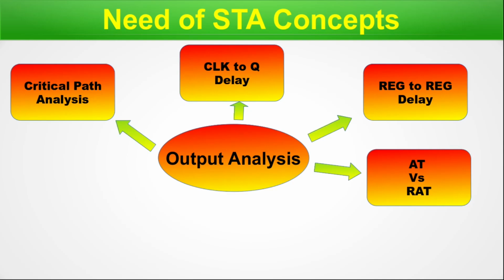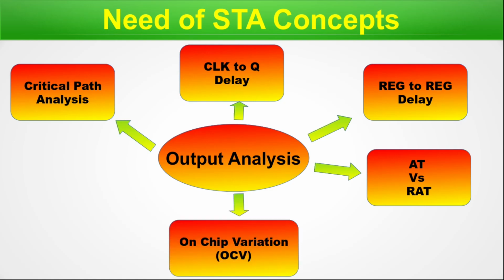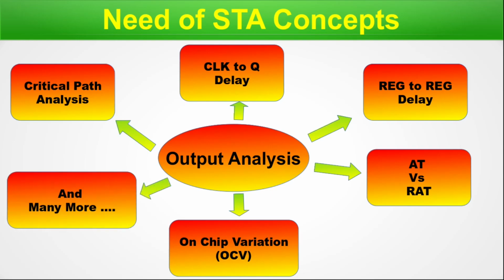AT means arrival time, that is the actual arrival time of the data for various gates and nets, and the required arrival time means which is defined by the designer. So this is the required arrival time and we are comparing it with the actual arrival time. We'll come back to this later in the series for the details. The next is on-chip variation, OCV. OCV nowadays is very important because of the process variations and all. So this data usually stays inside the .lib as OCV variation, and we need to analyze these OCV variations also in the output. And there are many more things.